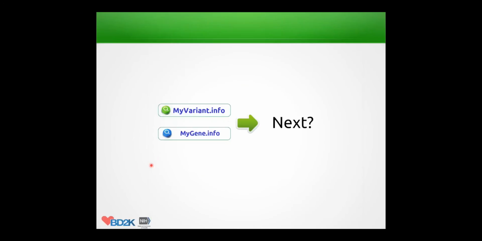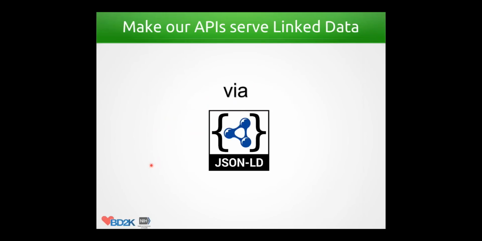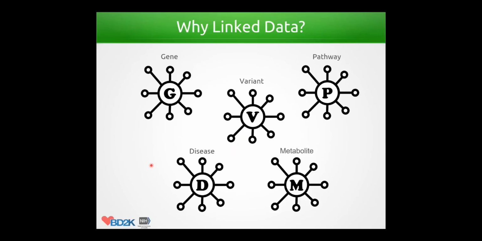Okay, so next I would like to touch on our plan for this year for MyVariant.info and MyGene.info. One important target for us is to make our API serve so-called linked data, specifically via JSON-LD technology. Why linked data? Because, as I have shown you, all the existing knowledge is organized around these bio entities, but they are not isolated. They can be interconnected.